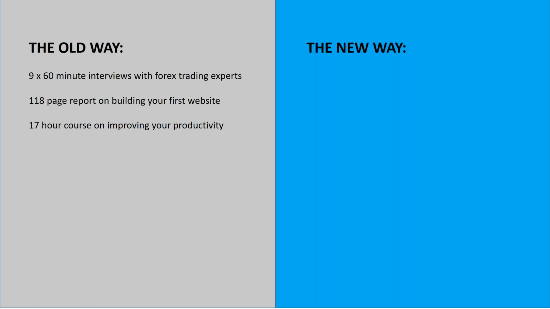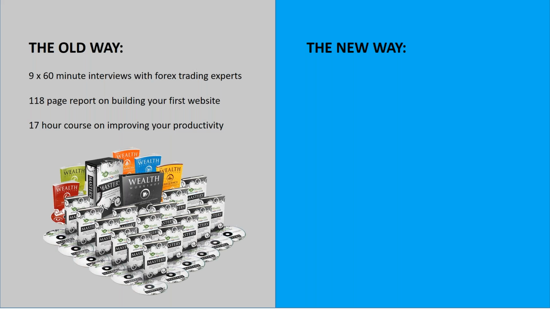The old way of doing things is products like these. We've got nine 60-minute interviews with Forex currency trading experts. A 118-page report on building your first website. And another example is a 17-hour course on improving your productivity. These are all different products in three very profitable niches, but they're all quite big products.